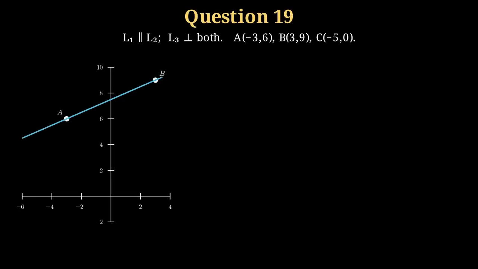Question 19. Part A. 1. The gradient of L1 through A (-3, 6) and B (3, 9). Gradient is the change in y over the change in x, (9 - 6) over (3 - (-3)), which is 3 over 6, a half.